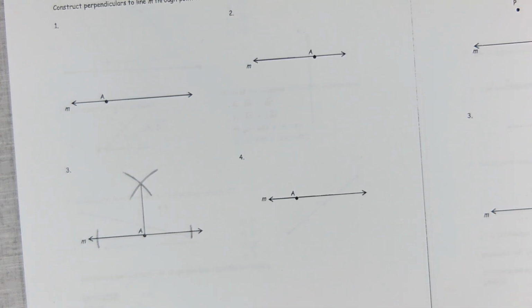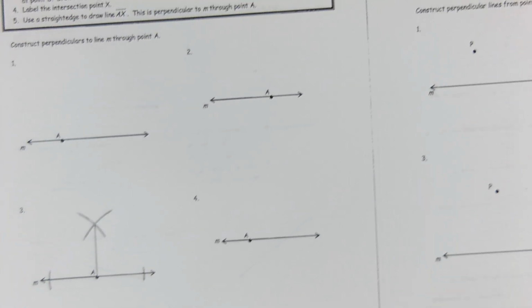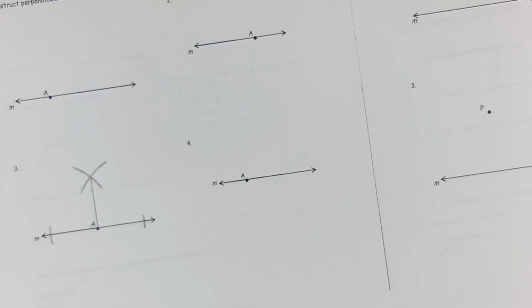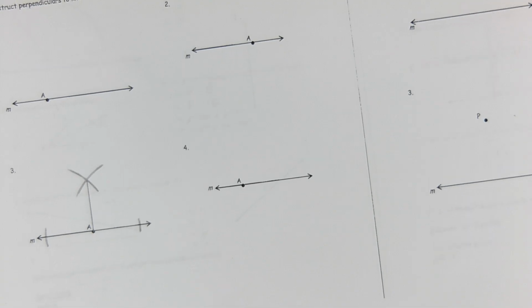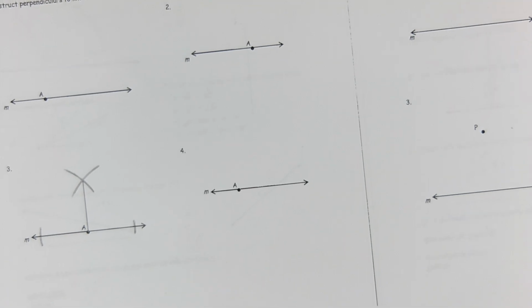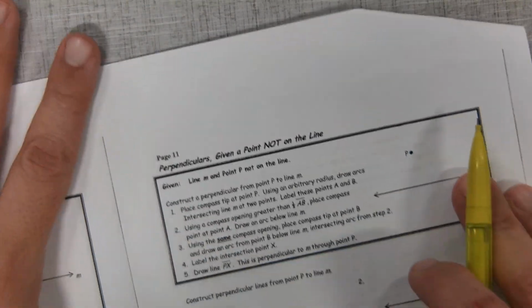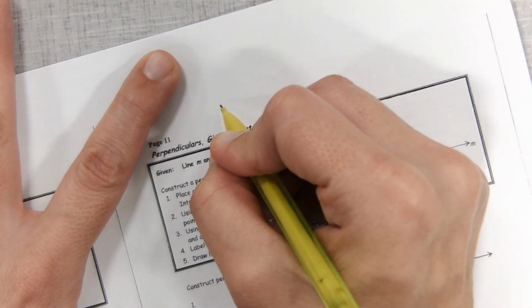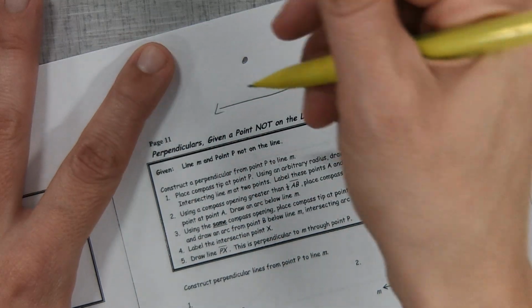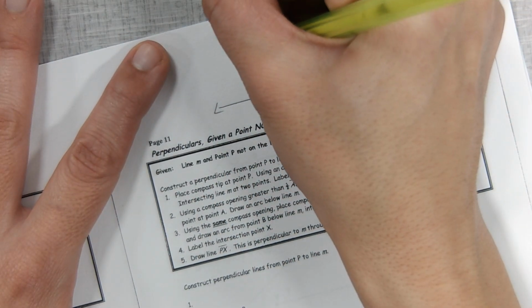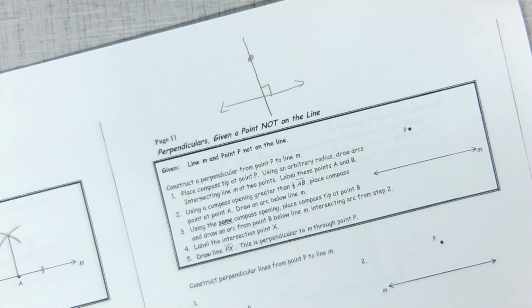Okay, then we'll move to the next page. Very good. Next page. Over here for this one, they're giving us a line and a point above the line. And they want us to draw a line through that point that's perpendicular to the line. Okay, we can do that.